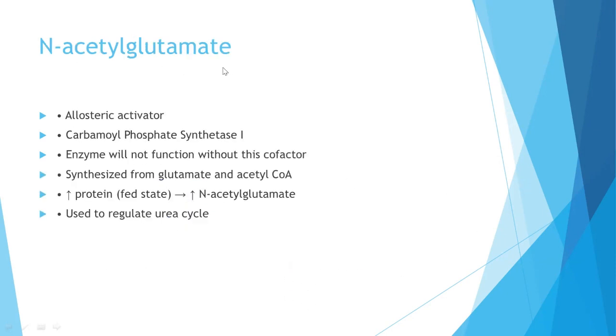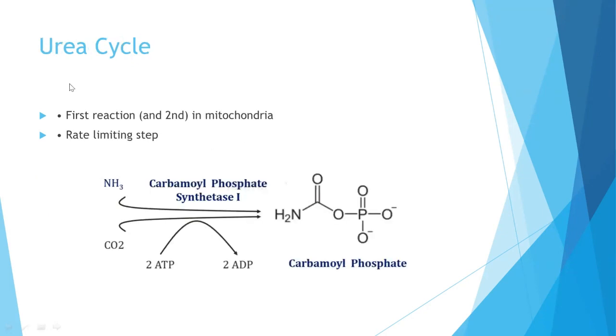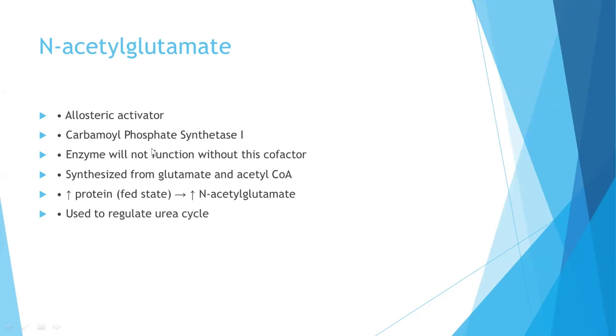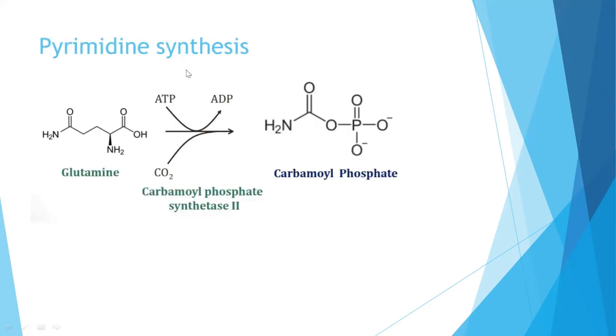N-acetyl glutamate is an allosteric activator of carbamoyl phosphate synthase 1, and the enzyme will not function without this cofactor. It is synthesized from glutamate and acetyl-CoA. In the fed state or with increased protein intake, there is an increase in N-acetyl glutamate because of increased production of ammonia. So it is also used to regulate the urea cycle.